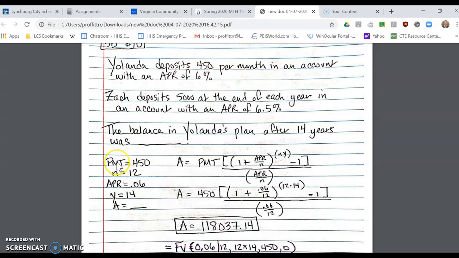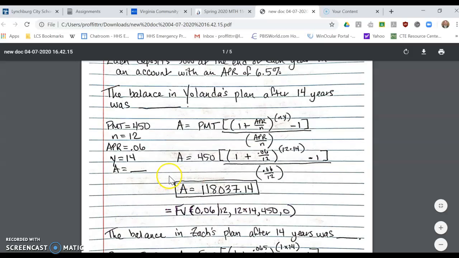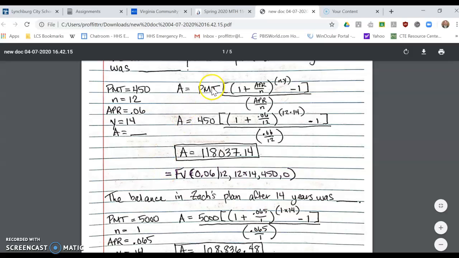Yolanda is using $450 for her payment. The end value is 12 because she is making payments monthly. Her APR is 0.06, and this is going on for 14 years. We're looking for the account balance. So we'll substitute in for our variables. We're looking for the account balance. That will equal the payment is $450 for Yolanda.